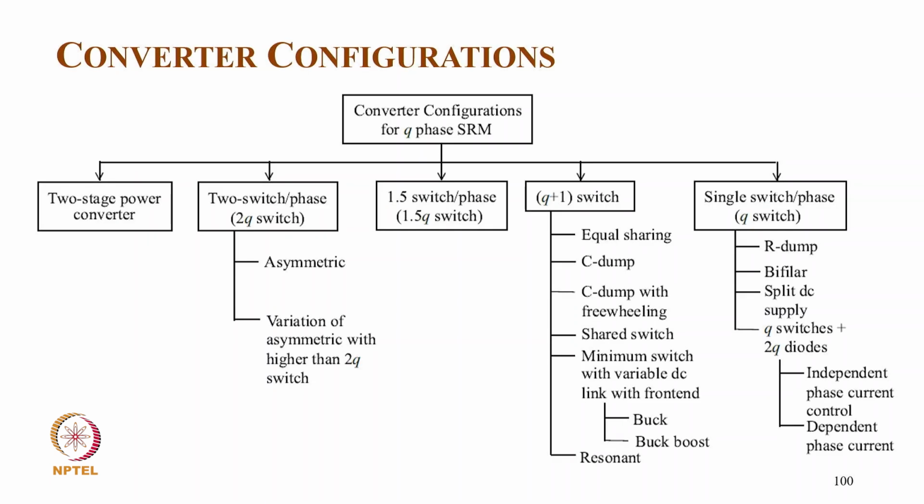So now coming to converter topology for the reluctance motor. We have a number of converters which are devised, but only a few came through as challenging. For a Q-phase motor, it may be a 2-stage power converter, and 2 switches per phase, 2Q switches; asymmetric, and a variation of asymmetric with 2Q. Then 1.5 switches per phase, 1.5Q, then the Q+1 switch, equal sharing C-dump with the DC link, shared switch, minimum switch with variable DC link like buck and resonant, then single switch per phase like R-dump, pi filter, split DC supply, then Q phase, Q switches plus 2Q diodes, then independent phase current control and dependent phase current.